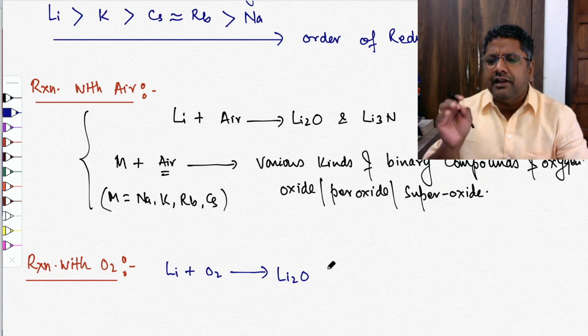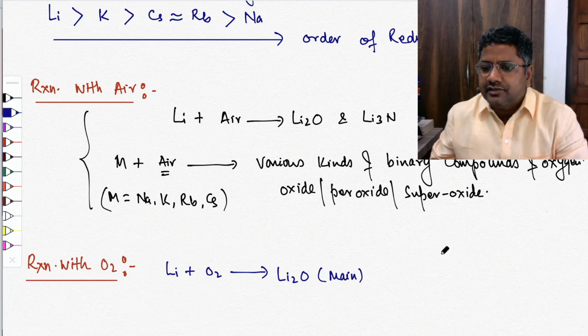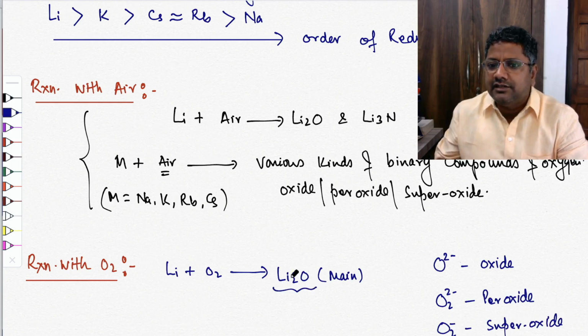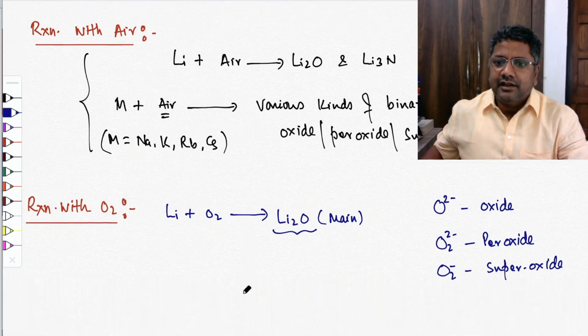Li2O. Very little peroxide, which means the main compound is oxide, lithium oxide. What is the difference between these? See, O2 2 minus is called oxide, O2 2 minus is called peroxide, and O2 single minus is called superoxide. So if you analyze the formula of this, you will have oxide here. So this is the main compound, right?